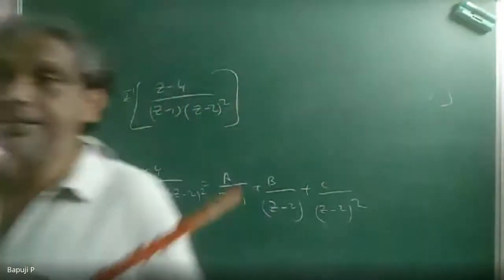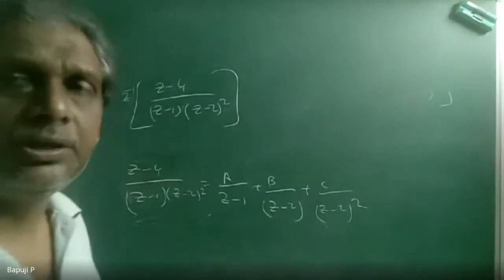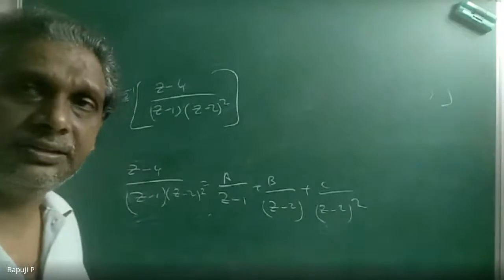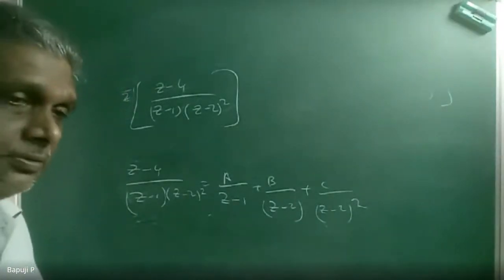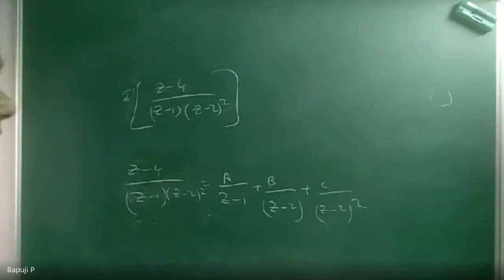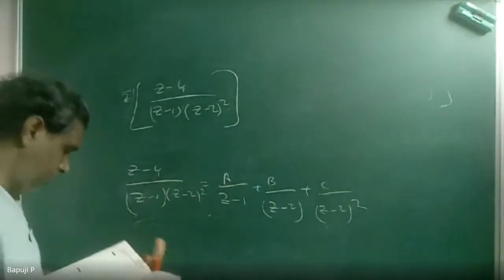Can I skip this actually? I am writing A, B, C directly. Can you do it or not? Tell me, or do you want me to do it? I will skip that step. Correct? Say yes or no. Yes, sir, we can. I can skip it, you can try. If you don't get it, I'll help you. So after putting z is equal to 1, z is equal to 2, and comparing constants, what I will get, just wait.